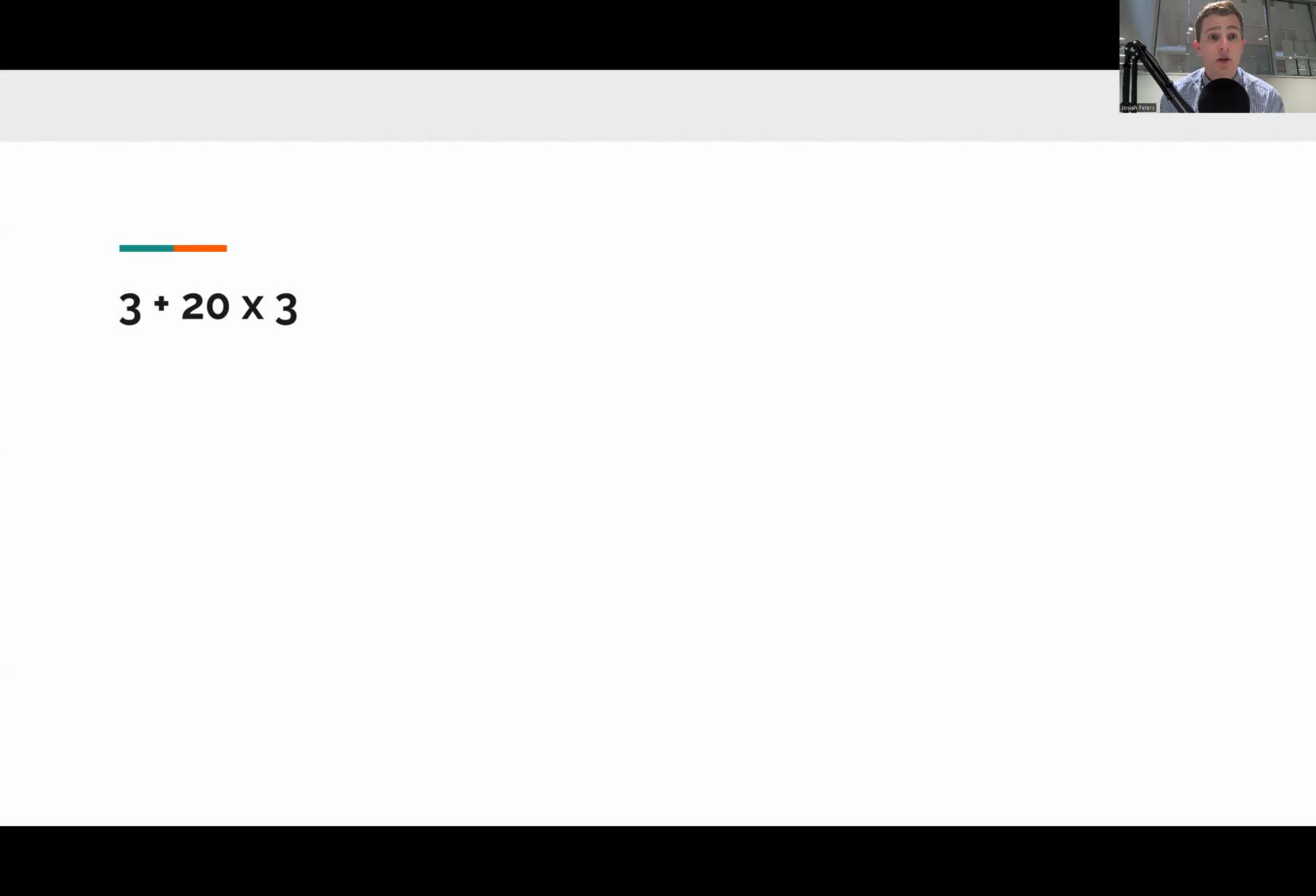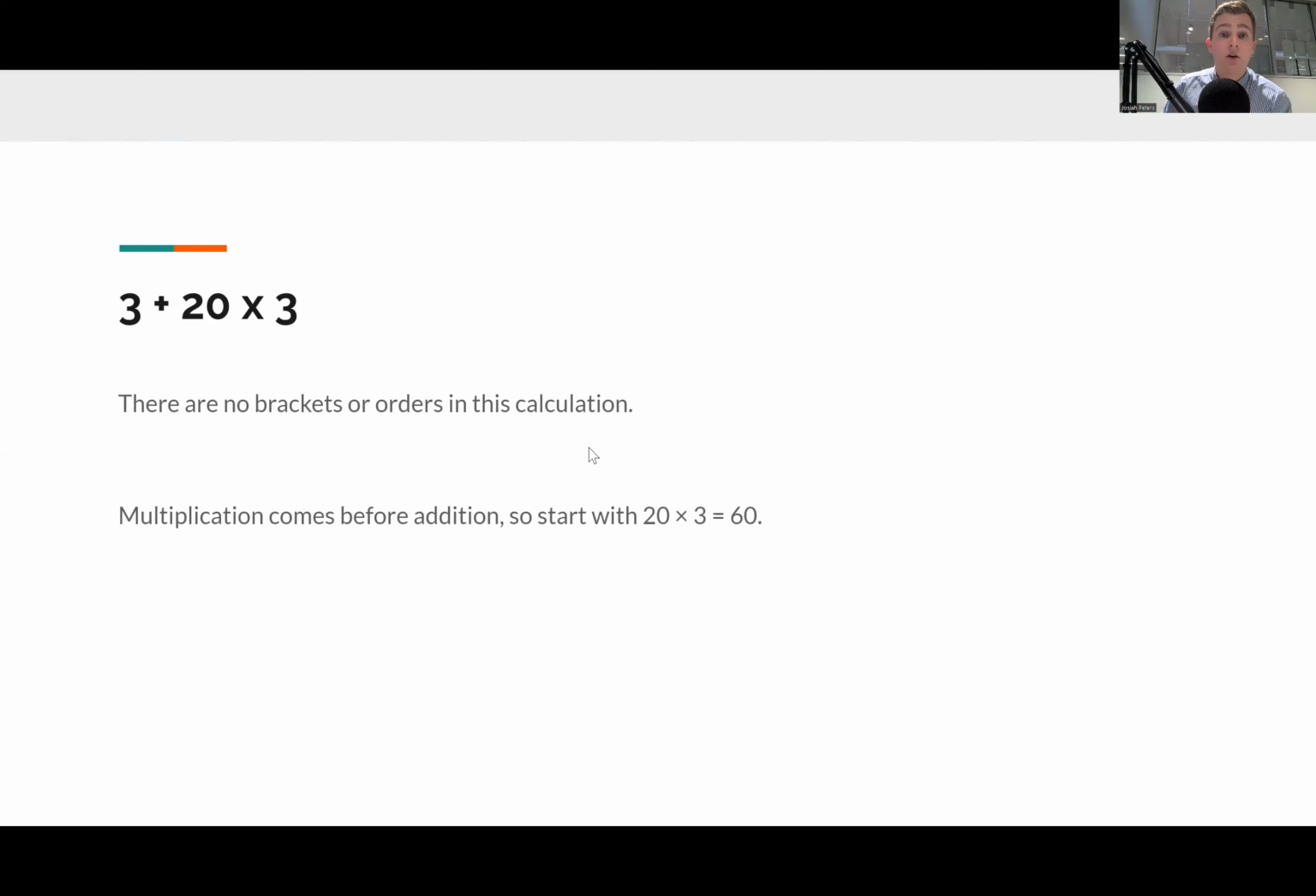But the first one: 3 plus 20 times 3. So pause it now if you're going to work this out. Okay, so the first step, there are no brackets or orders in this calculation. So B is done for our acronym. And so is O. So that means multiplication comes. So we're going to start with 20 times 3, which gives us 60. Now the formula reads 3 plus 60. Therefore, our answer is 63.